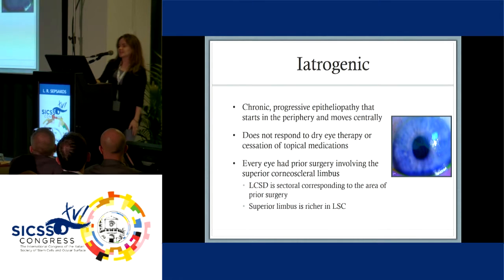Iatrogenic limbal stem cell deficiency is a group of patients with a chronic progressive epitheliopathy that starts in the periphery and moves centrally. It does not respond to the typical dry eye therapy or cessation of topical medications. All the patients with this condition were found to have had a prior surgery on the superior corneoscleral limbus, and they have a limbal stem cell deficiency which is sectoral in that area.